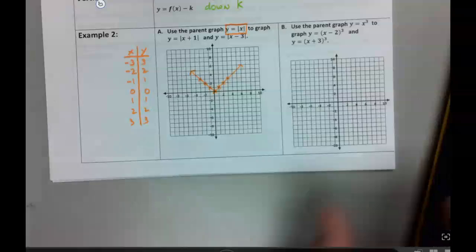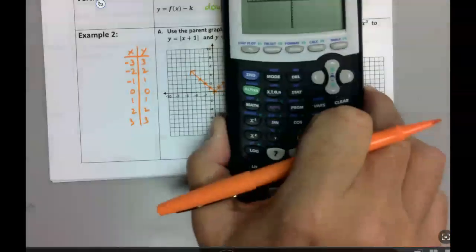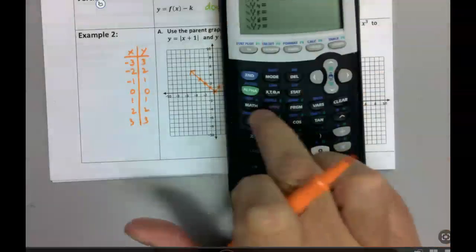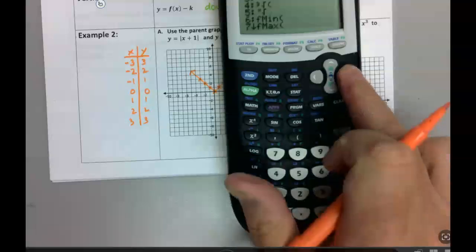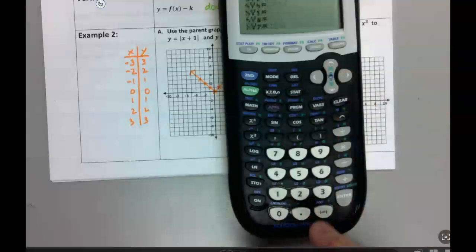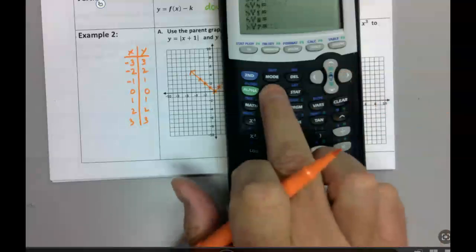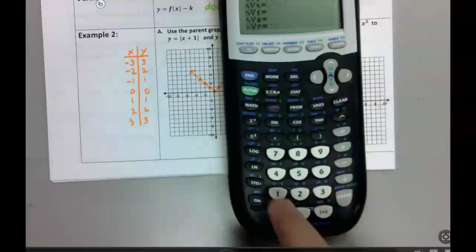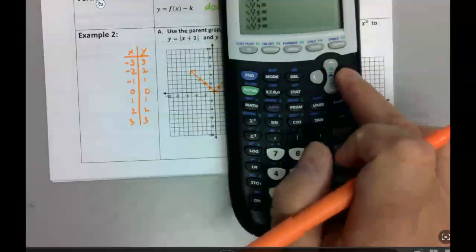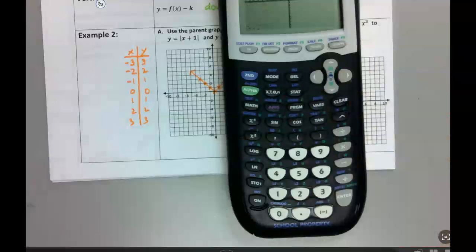Okay, now, let's do the x plus 1. So, arrow down, hit math, arrow over to number 1, and then we're going to hit the x, which is below mode, plus 1, and make sure you right arrow out of that absolute value, and then hit graph. So what did it do to the graph? It shifted it left 1, didn't it?